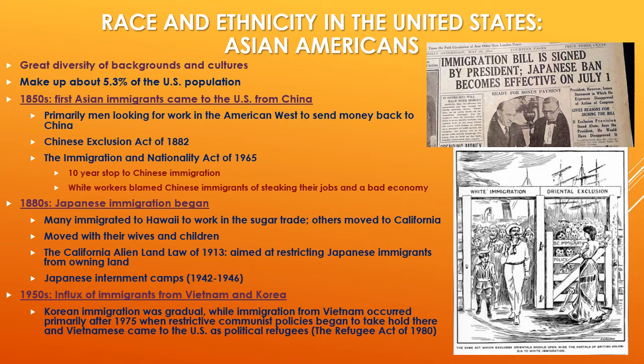And in the 1950s, 60s, and 70s, a large influx of immigrants from Korea and Vietnam arrived in the U.S. Korean immigration was gradual, and their numbers grew steadily over time. Vietnamese immigration occurred primarily after 1975, when restrictive communist policies were put into effect in Vietnam, causing many in the country to flee. So in 1980, the U.S. passed the Refugee Act in order to make it easier for Vietnamese people and families to come to the U.S. as official political refugees.